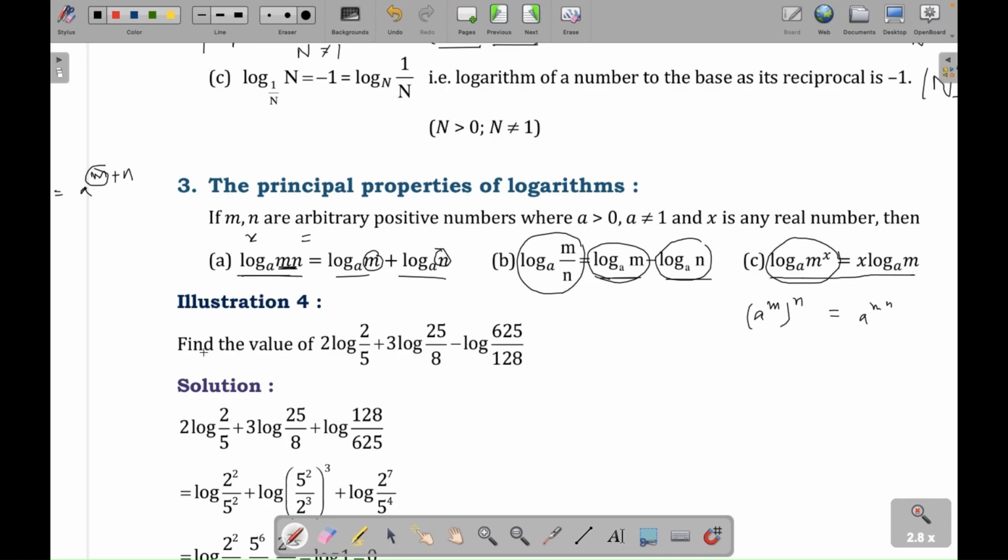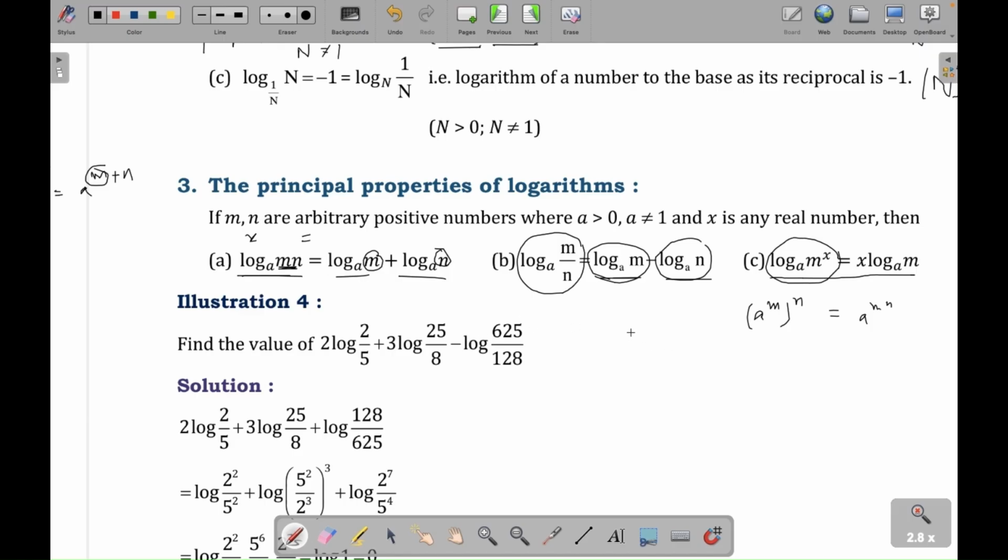Okay. So then you have a question: find the value of 2 log 2 upon 5 plus 3 log 25 upon 8 minus log 625 upon 128. Can you do log m plus log n is equal to log mn here? See, this is not just log. The formula said log m plus log n is equal to log mn, but it is 2 log m plus 3 log n.